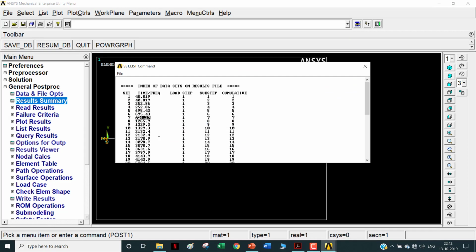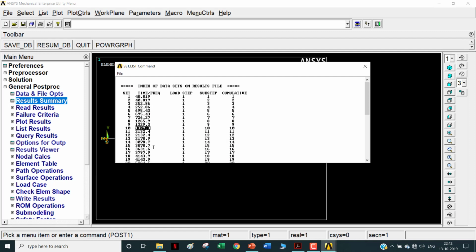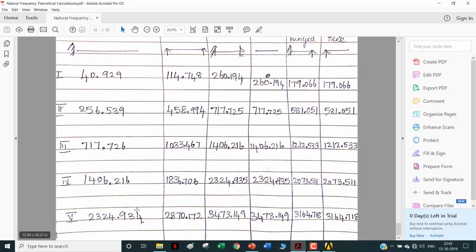Here I have 1329. So you can see the error is very huge. And finally, here I have 2324, and here I have 2178. That's the closer value that I have with my theoretical calculation, taking the modal frequency, which is 2324.